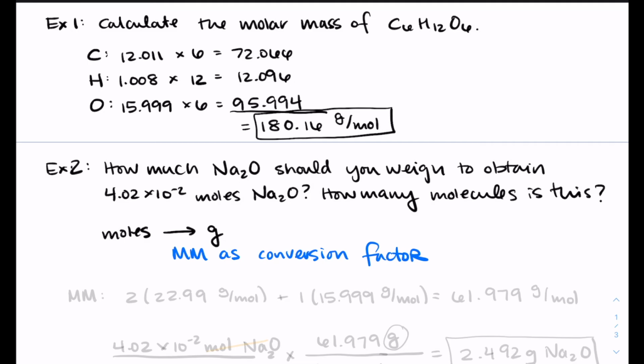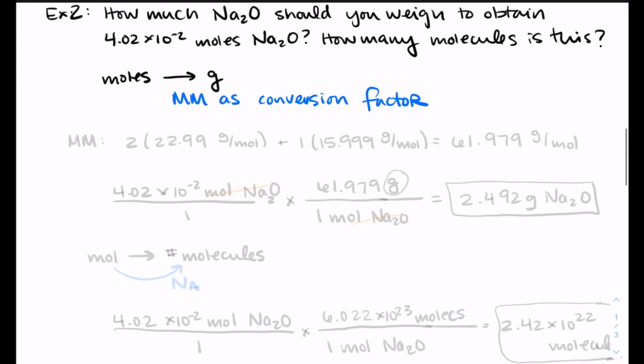If you know the molar mass, you can figure out how many grams that would be. So that's our first question. I want to go from moles to grams. If I know how many grams there are per mole for sodium oxide, I can do that. But I'm not given the molar mass, of course, so I have to calculate the molar mass first.